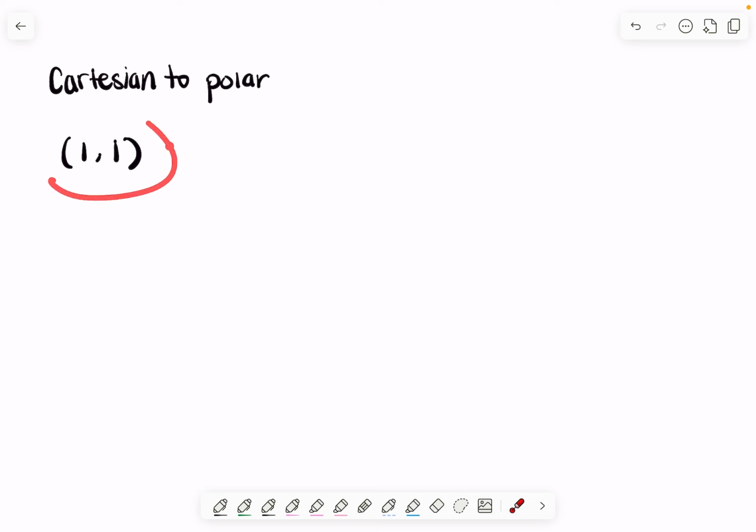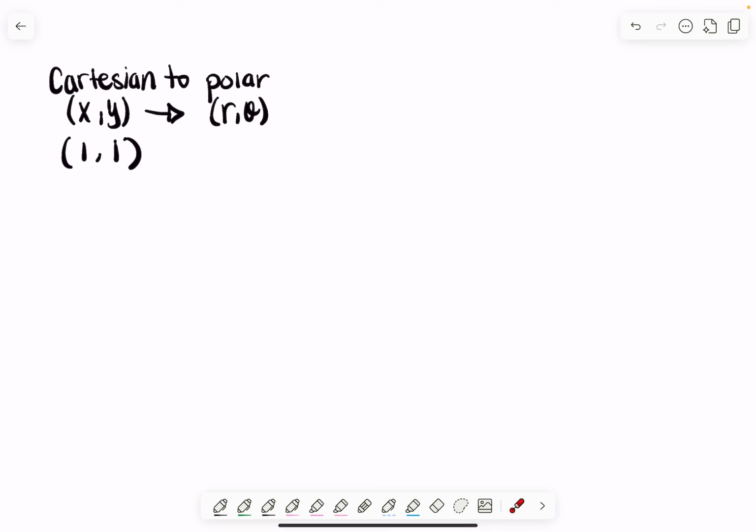We're told to convert this Cartesian point to a polar point. So we really want to go from x, y, which is what they give us, to a polar coordinate with r being the radius and theta being the angle. So that brings the question, well, what is r and what is theta? How can we get those two things?